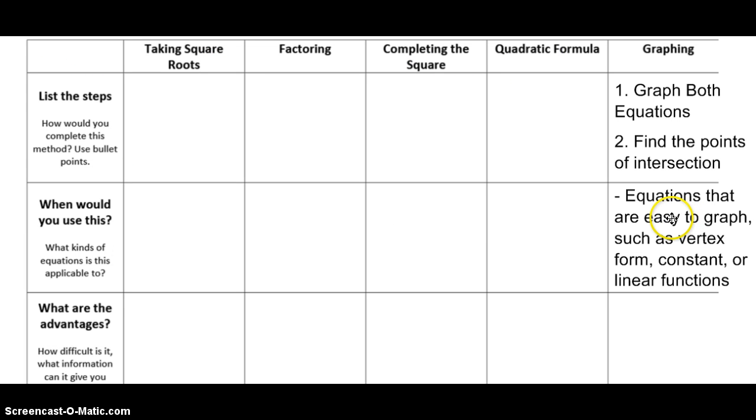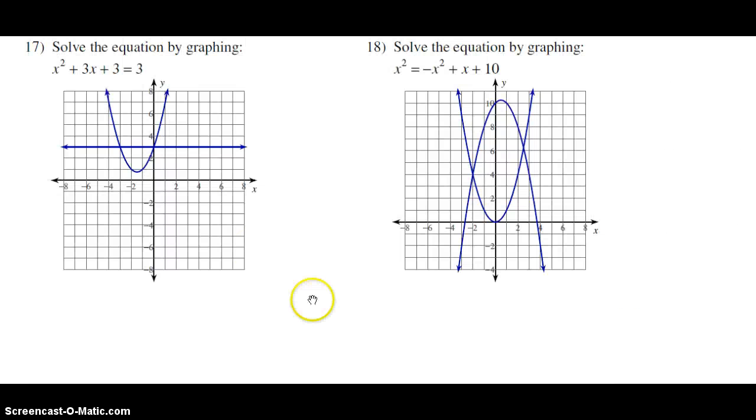When would you try and graph to solve? Well, it's good with equations that are easy to graph, such as equations that are already in vertex form, because we know how to graph those, a constant, so that equals one number, or a linear function, something of the form y equals mx plus b. Like with this first one here, 17, right? You've got a quadratic, which might be a little hard to graph, but a linear equals 3, which is a nice straight line, so that's easy to graph, easy to find where those two graphs intersect. But the second one, negative x squared plus x plus 10, that's actually a harder one to graph, so I probably wouldn't recommend trying to solve number 18 by graphing.